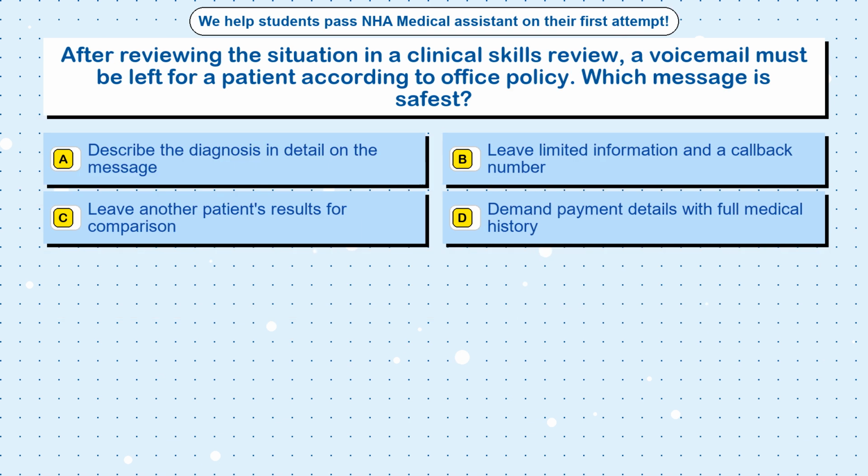Question 92. After reviewing the situation in a clinical skills review, a voicemail must be left for a patient according to office policy. Which message is safest? Option A. Describe the diagnosis in detail on the message. Option B. Leave limited information and a callback number. Option C. Leave another patient's results for comparison. Option D. Demand payment details with full medical history.